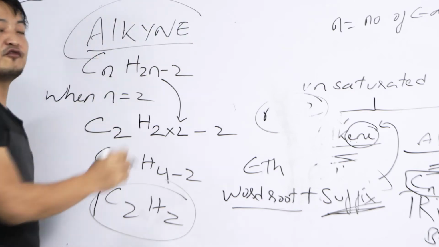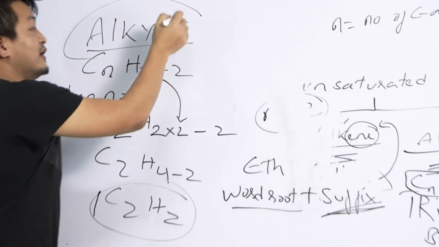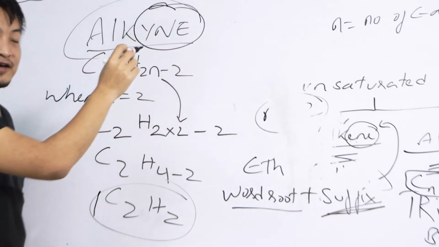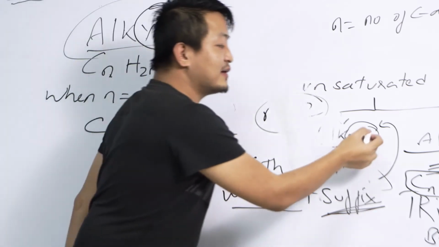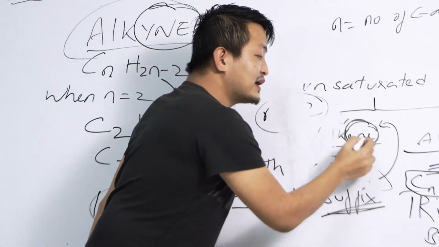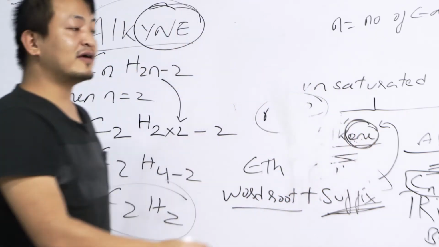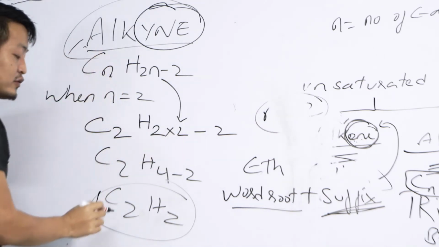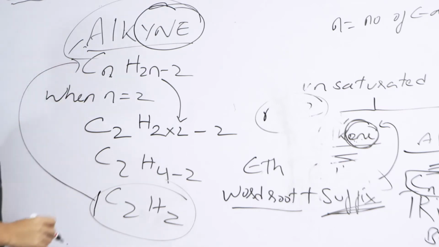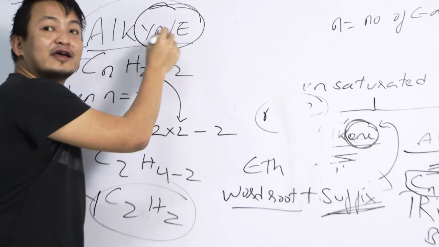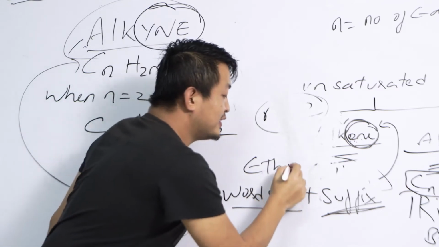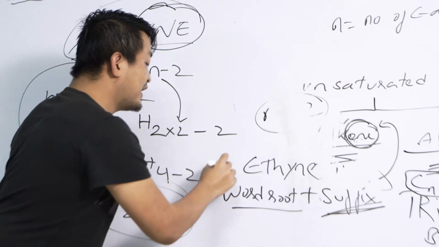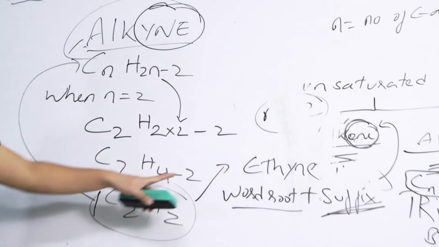We are using the formula for alkyne, right? Now, it ends with the last 3 letters, YNE. When we were discussing alkene, we were using the last 3 letters ENE. But now, since we are discussing alkyne and we got this using the alkyne formula, the suffix will be YNE. So it will be ethyne, word root plus suffix. So the name of this compound would be ethyne.